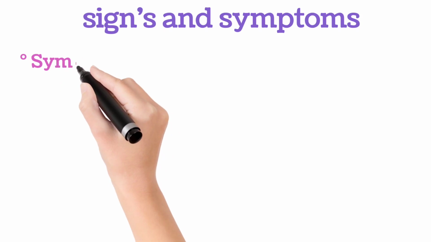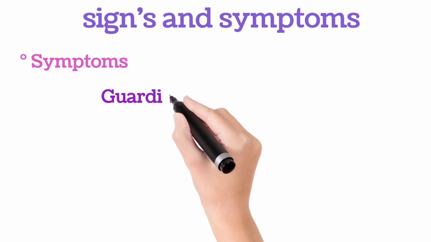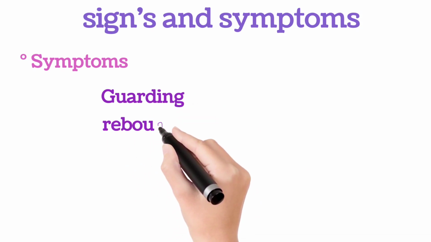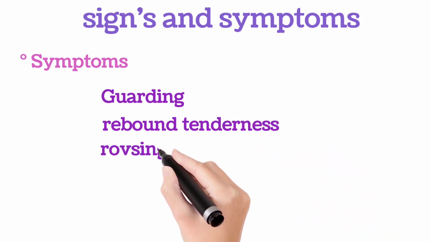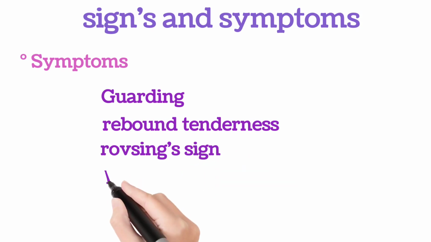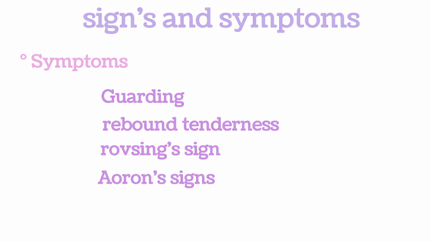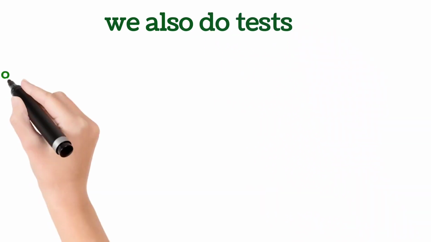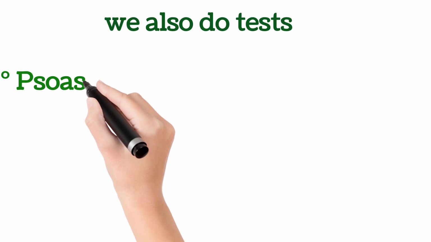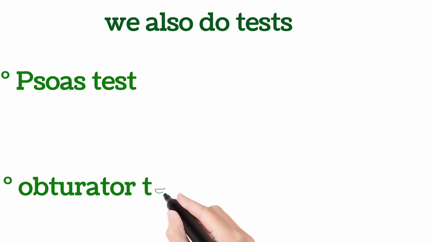Signs and symptoms. Symptoms: guarding, rebound tenderness, Rovsing's sign, Aaron's sign. We also do different tests: psoas test and obturator test.